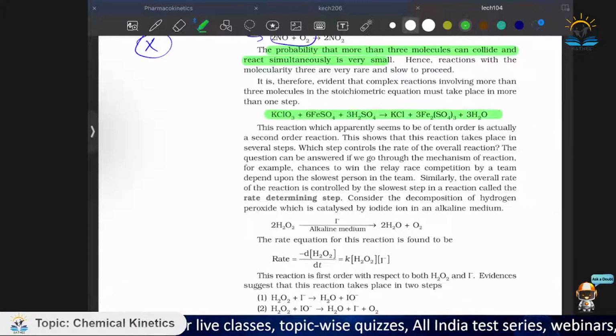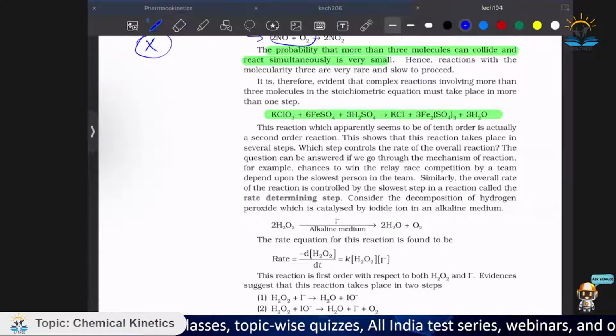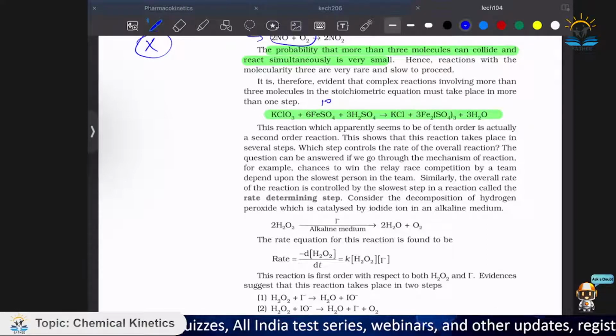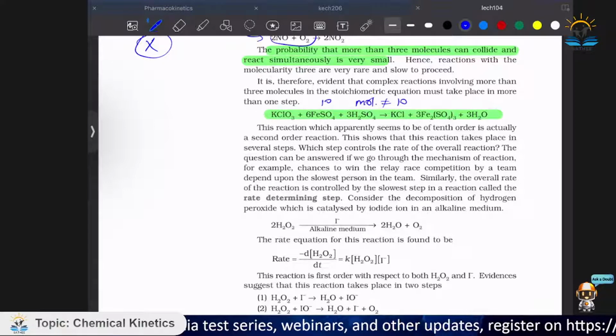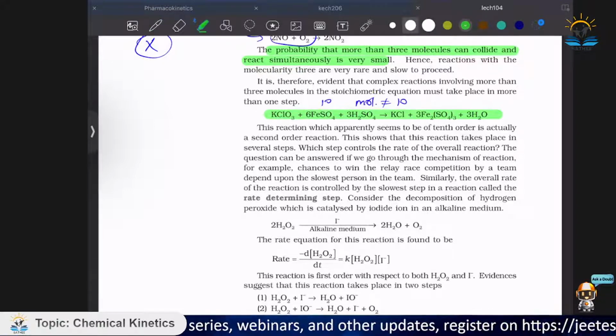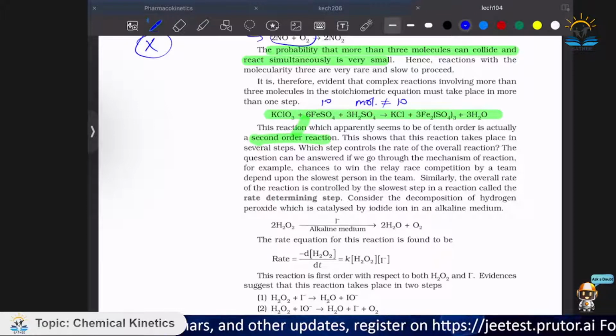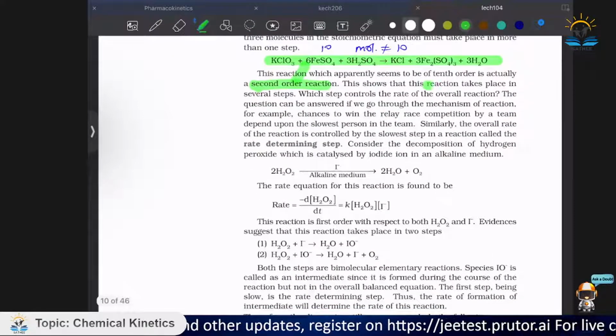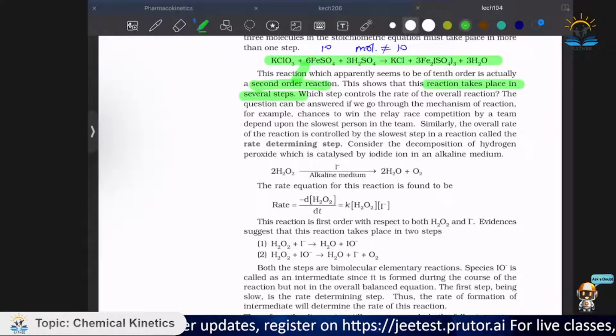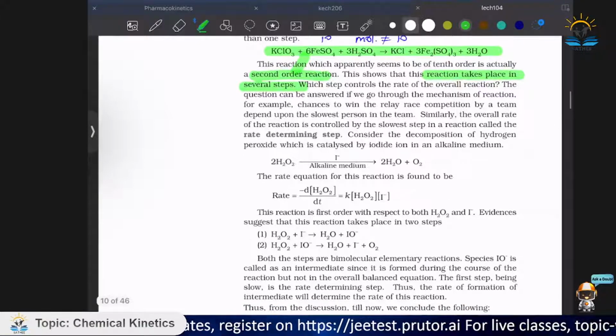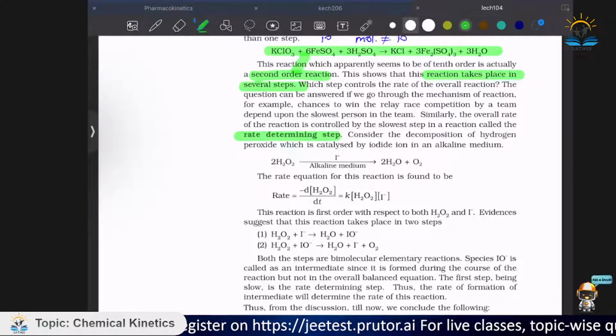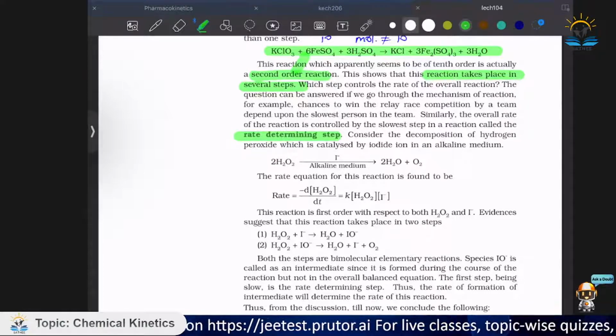Suppose this reaction. Consider this reaction. If you add up the stoichiometric coefficients, it will be something like 10. But the molecularity is not equal to 10. It is less than 10. It is a second order reaction, which shows that this reaction takes place in several steps. Now, which step is important to us? The step which controls the rate. It is called the rate determining step.